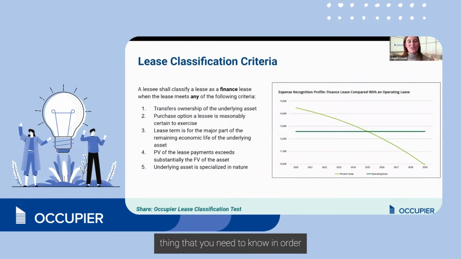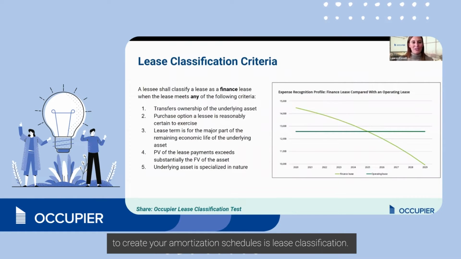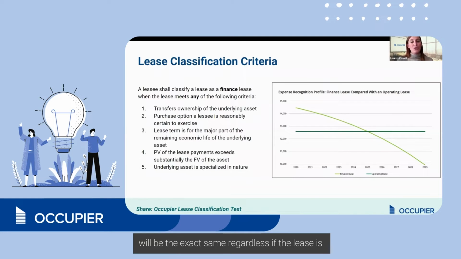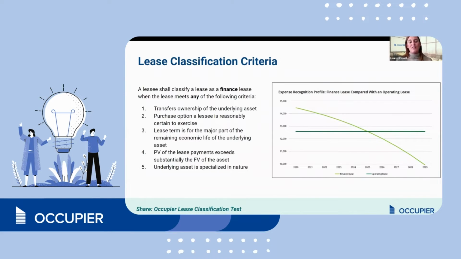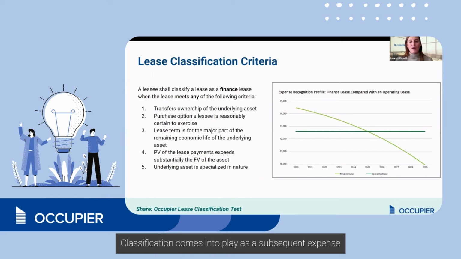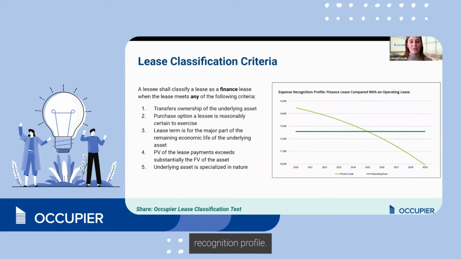All right, the last thing that you need to know in order to create your amortization schedules is the lease classification. Believe it or not, the lease commencement date journal entry will be the exact same regardless of if a lease is a finance or an operating lease. Where classification comes into play is the subsequent expense recognition profile.